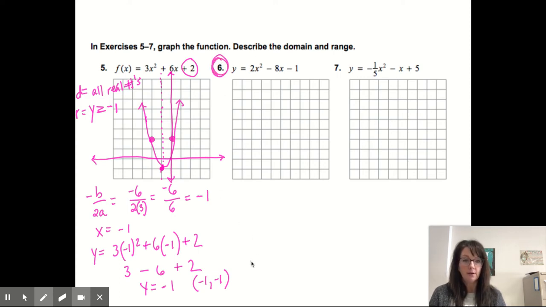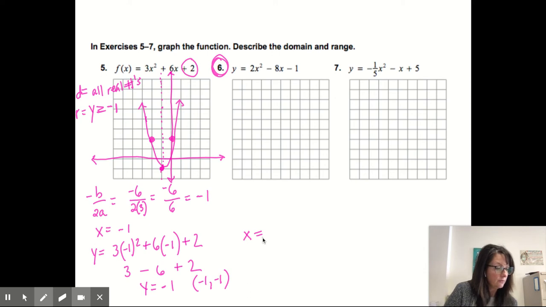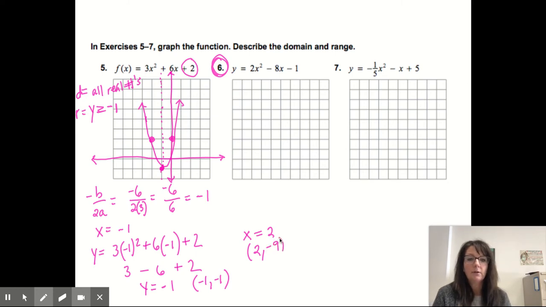Go ahead and graph number 6, pause the video. In this case, we have a couple things. Hopefully you found that your axis of symmetry was equal to 2. So it was a positive 2. And then I found the vertex to be 2, negative 9. Your graph will be opening up because of this positive 2 value. So the domain is equal to all real numbers. And your range is going to be y is greater than or equal to negative 9.